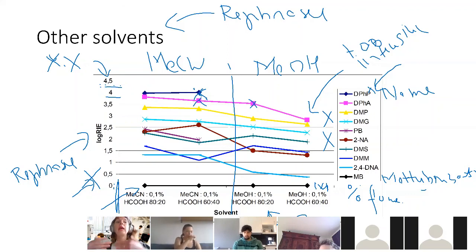So that really depends on what we want to highlight. Or actually, if we would, for example, want to highlight the difference between acetonitrile and methanol, then we would need to regroup the graphs altogether so that we would have the same percentage of acetonitrile and methanol next to each other. And then we could highlight the differences there.